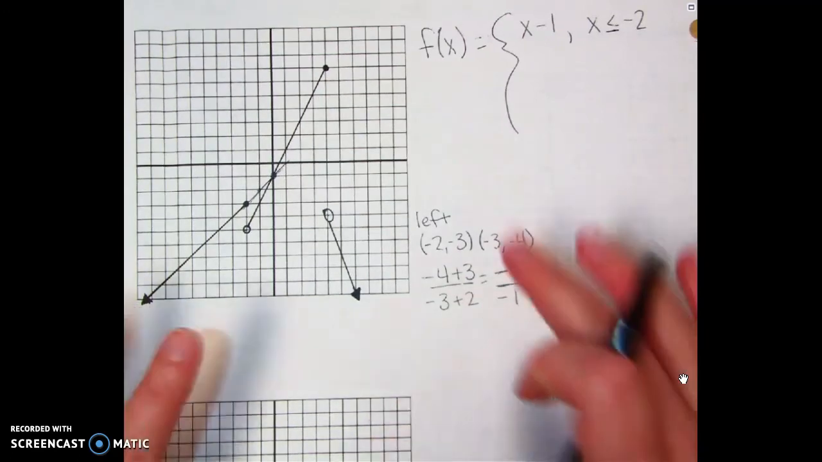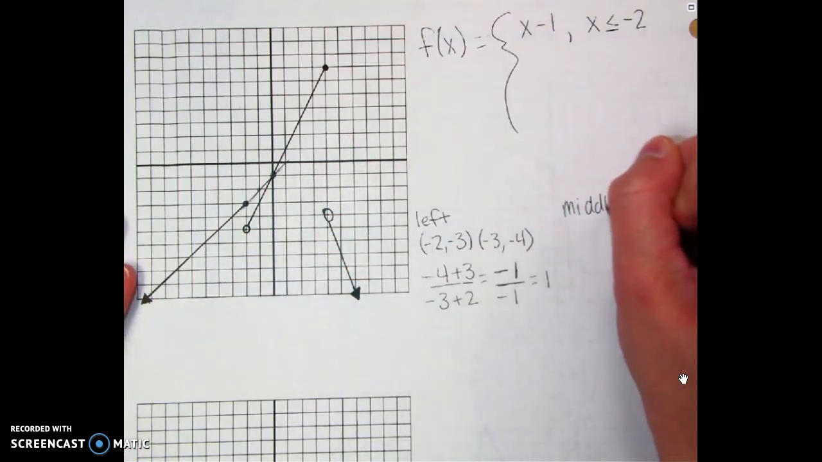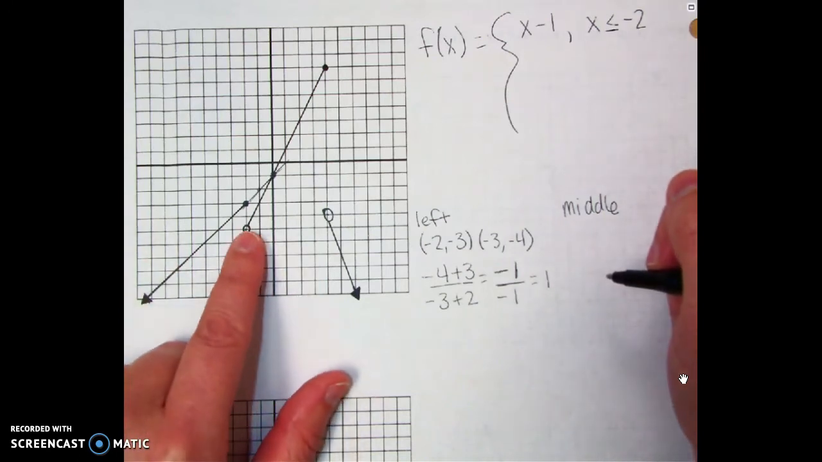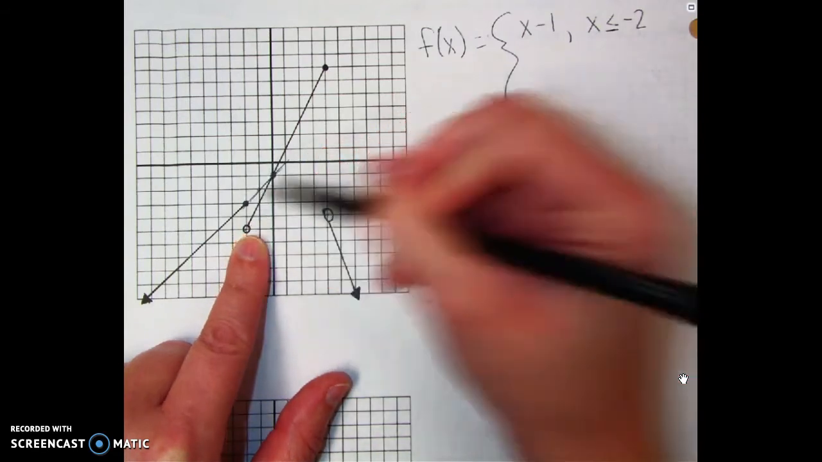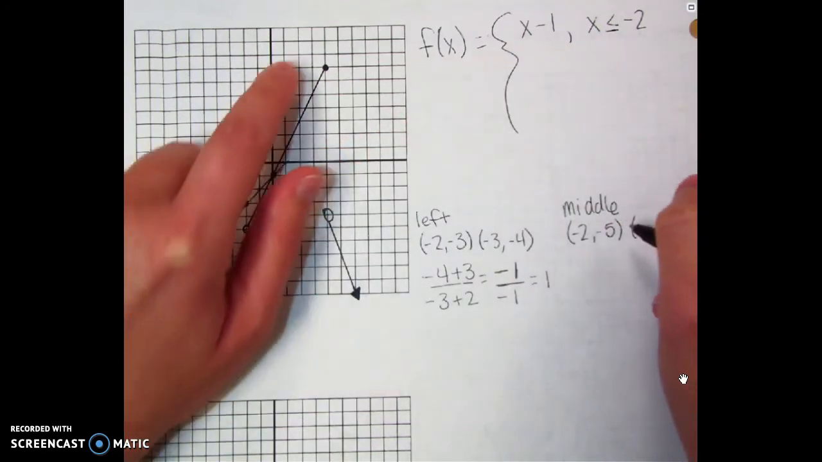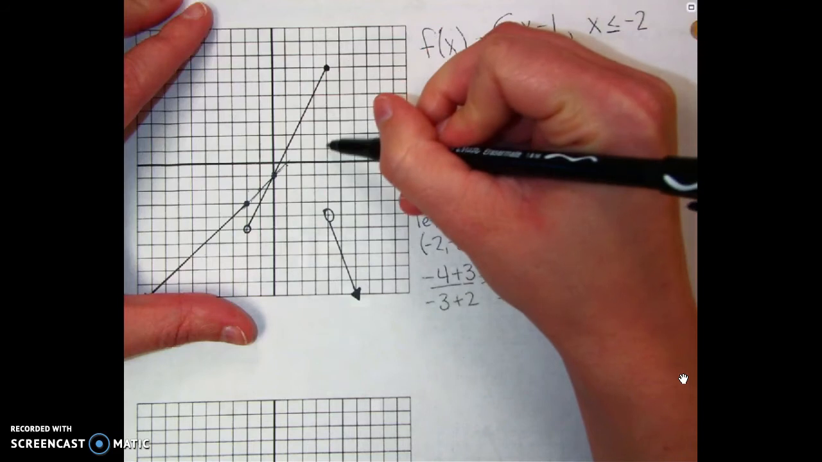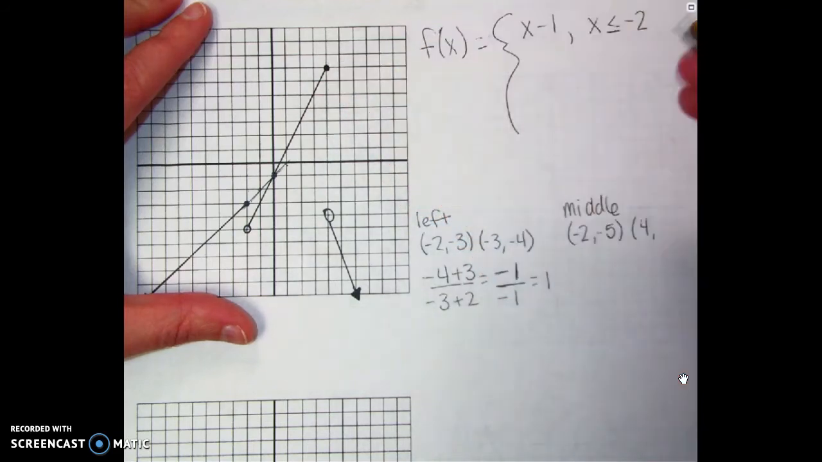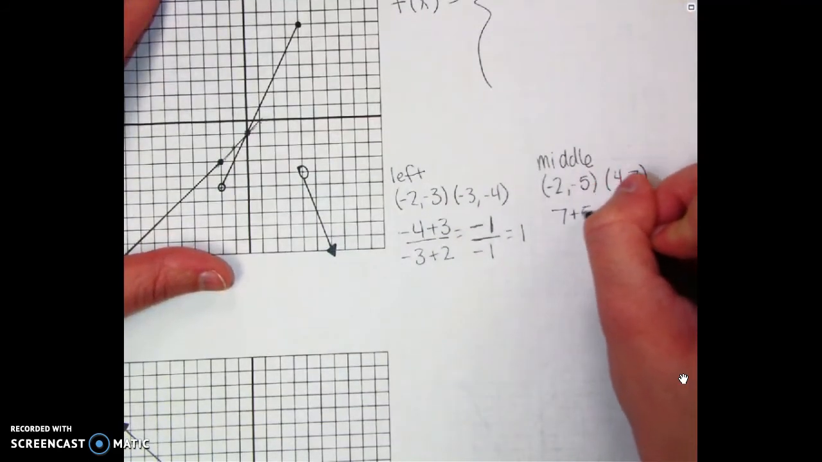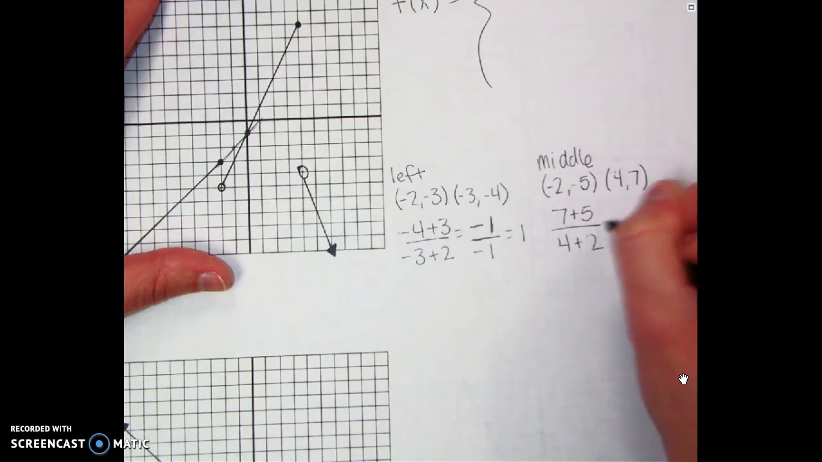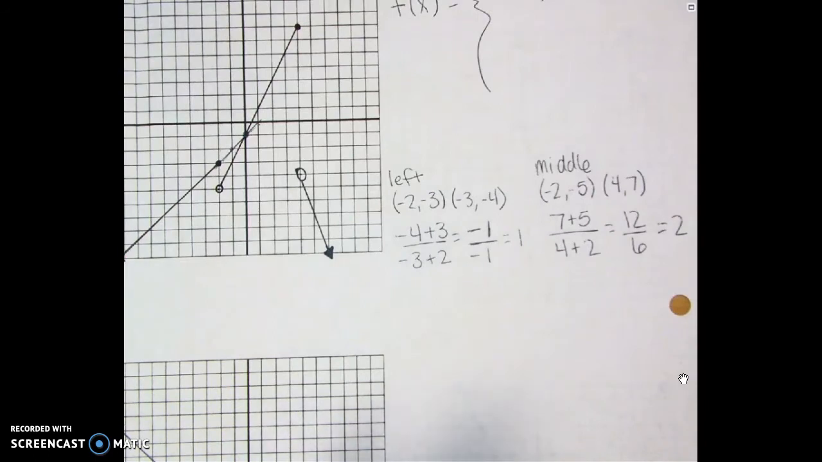Okay, now the middle line. Okay, this point is negative 2, 5, and this point is 4, 7. So that becomes 7 plus 5 over 4 plus 2. And that simplifies to 2. Is that what you got?